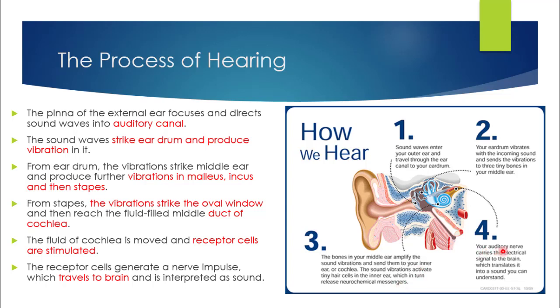Now the auditory nerve, which is present here, will carry the electrical signal to the brain, which translates it as a sound, and now we are able to understand what kind of sound we are hearing. So this is an overall procedure of hearing that takes place in our body.